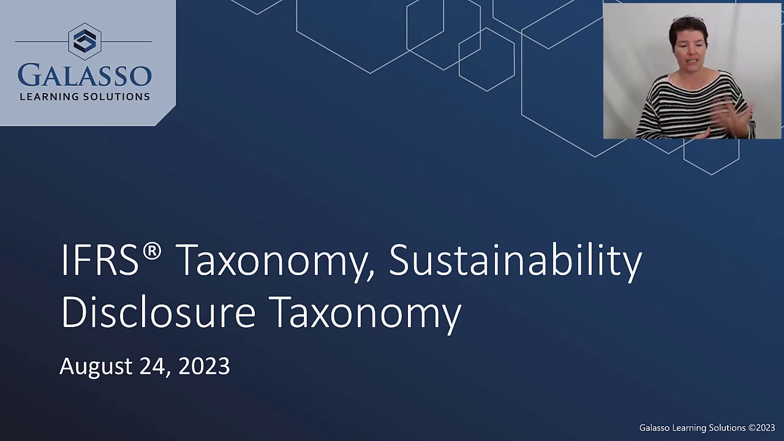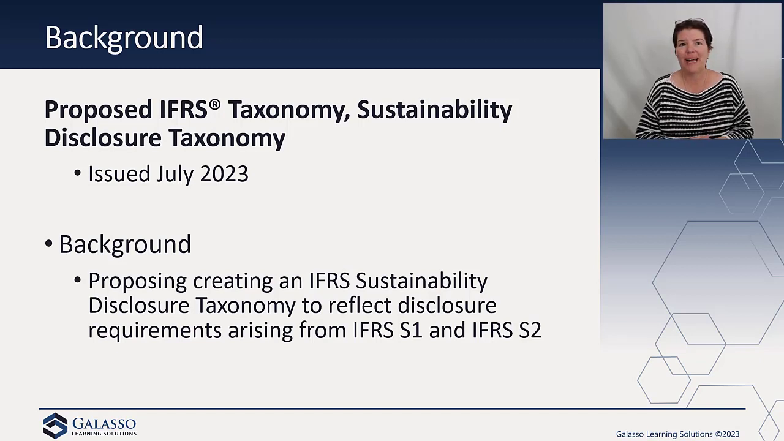And so the concept here is that if we're going to provide sustainability disclosures, we would need to agree on a taxonomy for tagging purposes so that reports could be run electronically. And that's exactly what the ISSB is proposing for their IFRS taxonomy. So this was actually issued back in July.